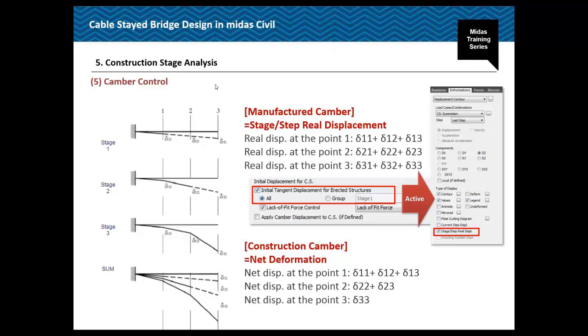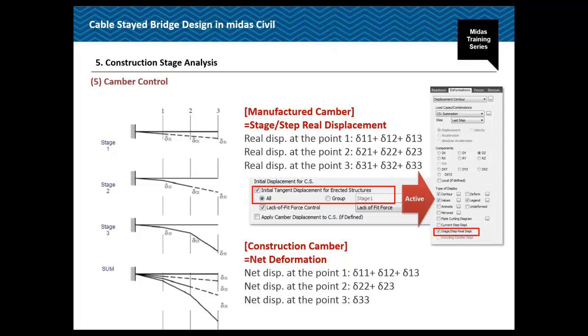Now I want to move to the camber issue. Camber is an important issue for the cable stayed bridge as well, not only the segmental bridge but also cable stayed bridge. So how can we calculate the camber in MIDAS? Camber refers to the pre-fabricated or pre-designed shape which enables the member to maintain the stress-free state in order for the member to reach the targeted shape at the specified time.